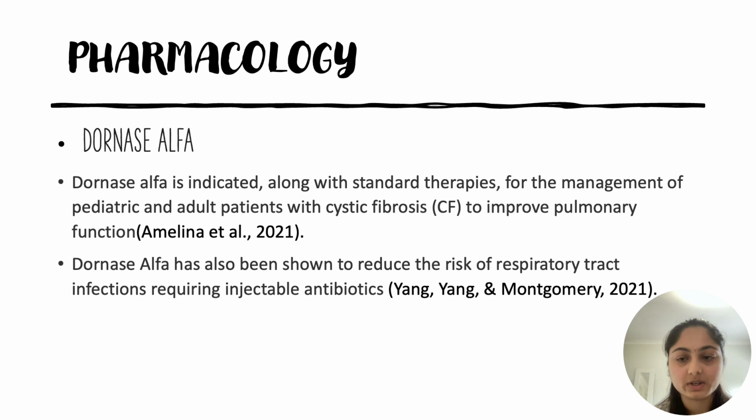So one of the key medications used in managing cystic fibrosis is Dornase alfa, which is also marketed as Pulmozyme. Dornase alfa is indicated along with other standard therapies for the management of pediatric as well as adult patients with cystic fibrosis in order to improve pulmonary function. It has also been shown to reduce the risk of respiratory tract infection which requires injectable antibiotics. So overall, it improves lung function and quality of life. Let's move toward the mechanism of action of Dornase alfa.